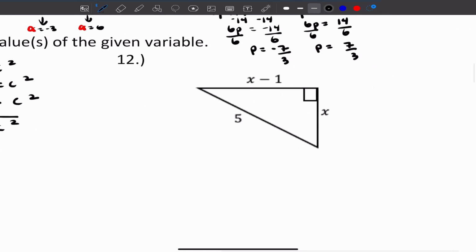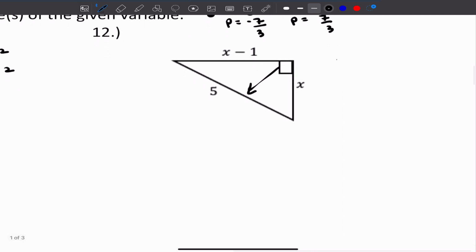Number 12, you have an expression here, a variable here, and then that's the hypotenuse because it's across from the 90-degree angle. So again, a squared plus b squared equals c squared. So this is c, so that's 5 squared here. And you have x minus 1 quantity squared plus x squared.